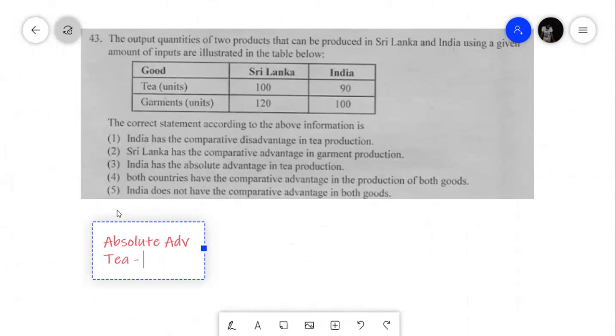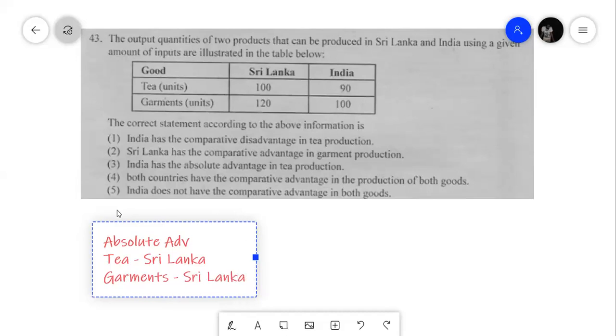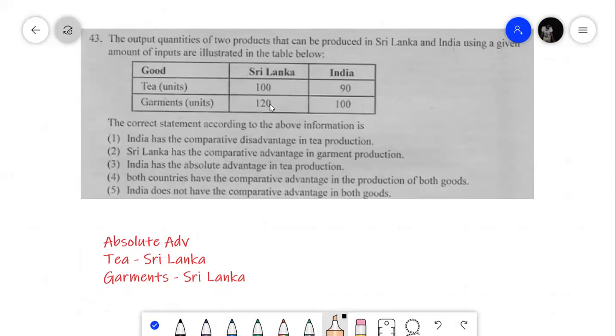This is output data. So Sri Lanka can produce 100 tea, India can produce only 90 tea. So Sri Lanka. Take garments. Sri Lanka can produce 120 garments, India can produce only 100 garments. So again, Sri Lanka. So absolute advantage for both the goods is with Sri Lanka. How do you find comparative advantage? Here 120 divided by 100 gives 1.2, right? Here 100 divided by 120.